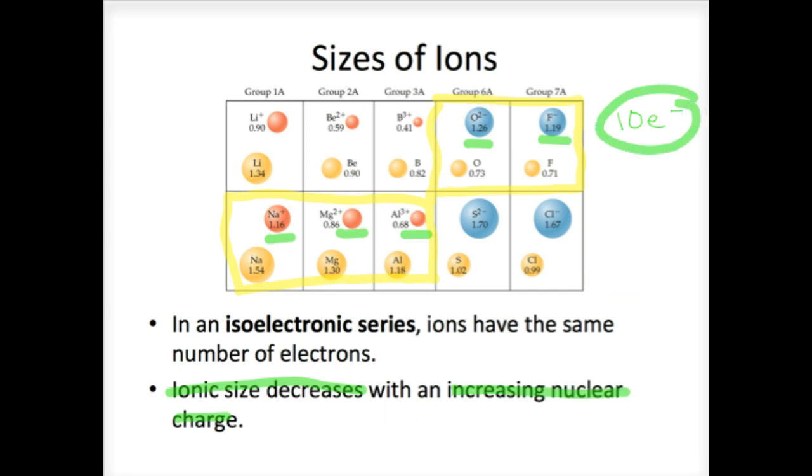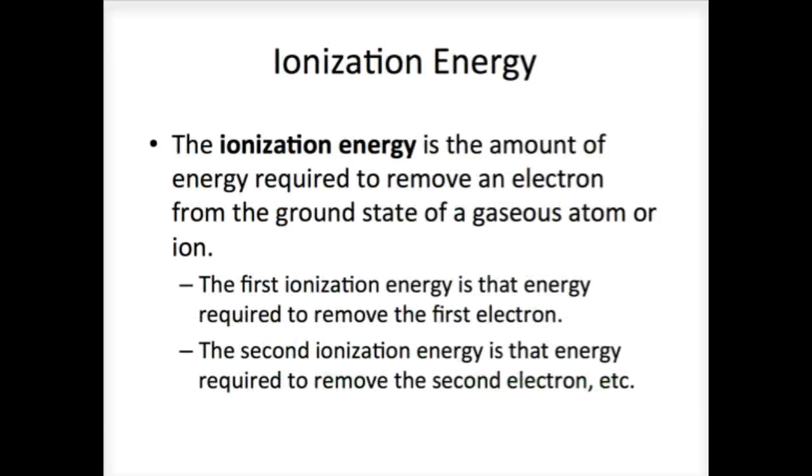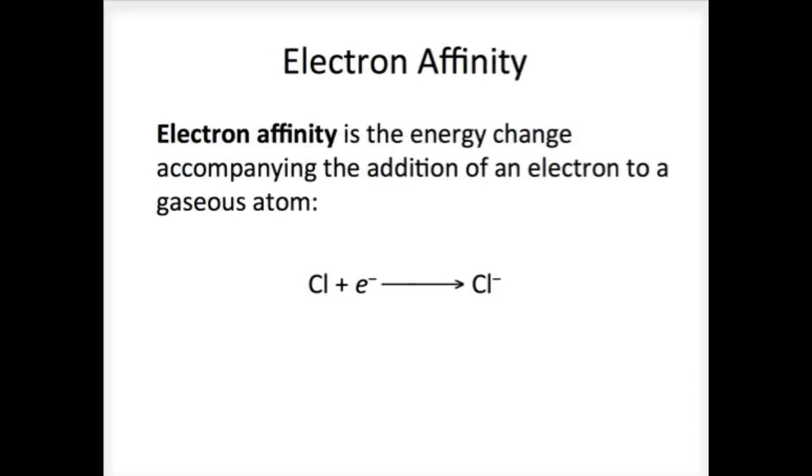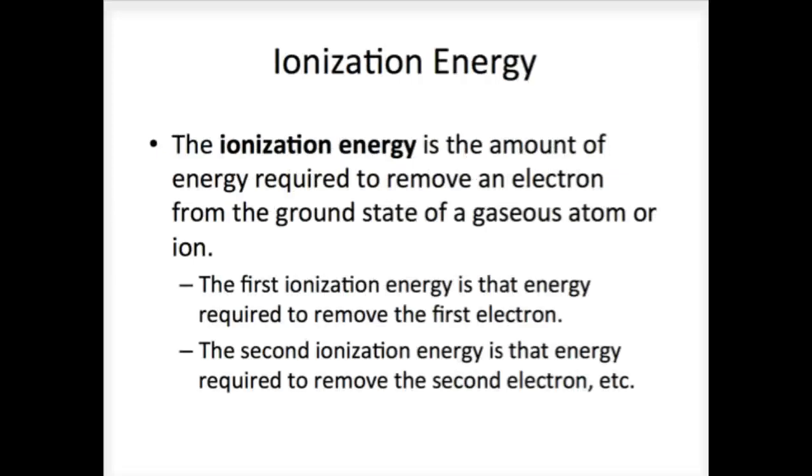So the formation of those ions has to do with two things: ionization energy and electron affinity. Now, ionization energy is the removal of electrons, whereas electron affinity is the addition of electrons. Both involve changes in energy. So the first step will be ionization energy. And as you can see from the definition, it's simply the amount of energy required to remove an electron.